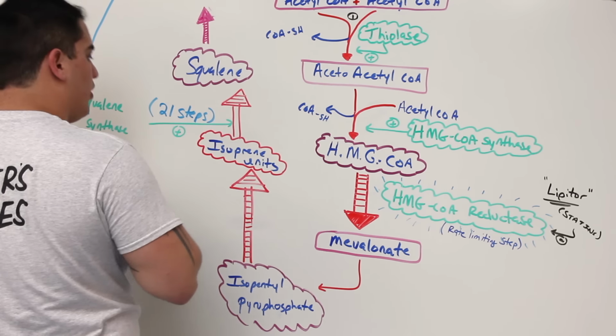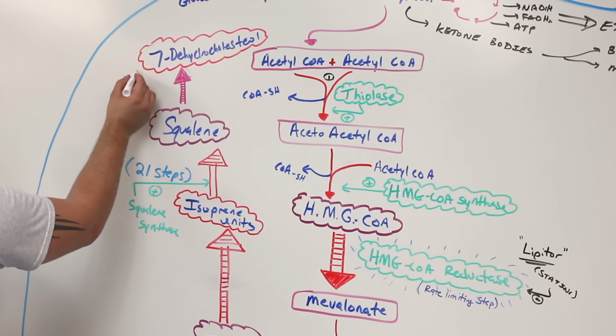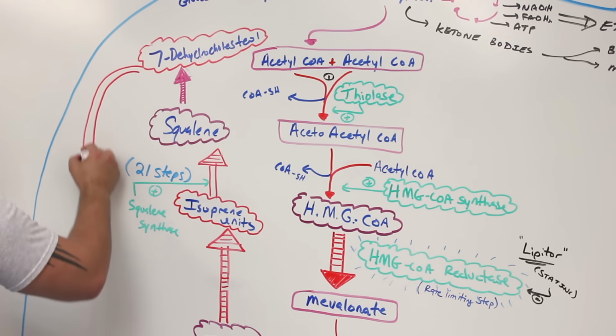Okay, now here's where we get into the good stuff. So now this 7-dehydrocholesterol, what can happen with this molecule? I'm going to put this squalene synthase under here so that we have some room to come back down again. Now here's where it's important. Let's make this a really big line here. 7-dehydrocholesterol can be converted into the molecule that we know as cholesterol.